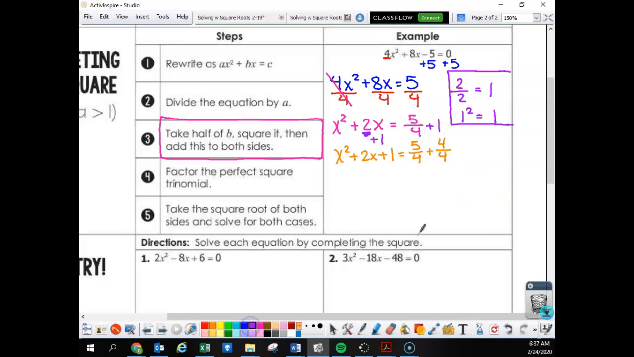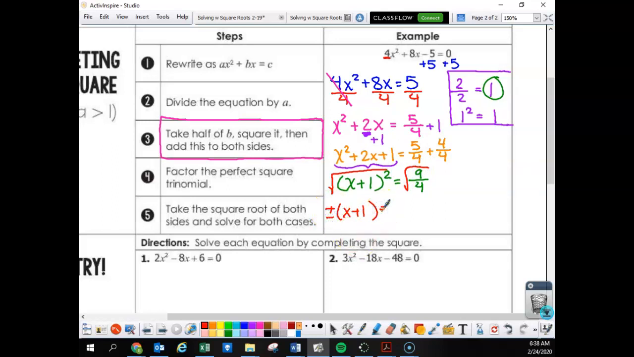And then I can factor this out, right? This, how you factor the perfect square, is your answer is going to be whatever you divide by 2. So this is going to be x plus 1 quantity squared equals, and then to add fractions, you only add the numerator. So 5 plus 4 is 9. And then the common denominator of 4 stays. Okay, then you take the square root of both sides. Remember, there's 2 cases, the plus and minus. So this is going to be x plus 1, but it's plus or minus, and it's going to equal.